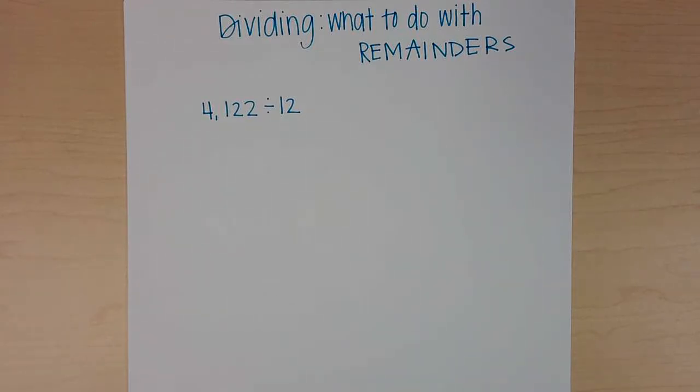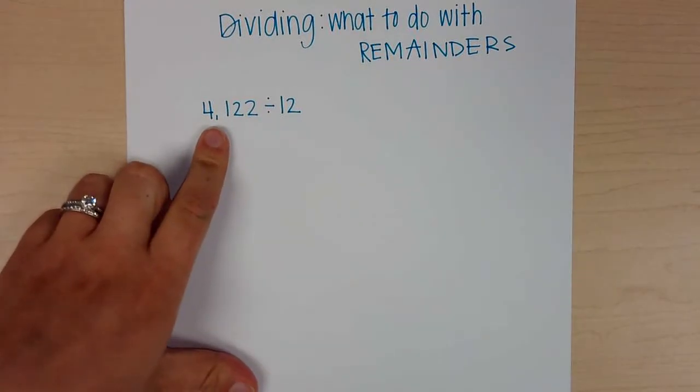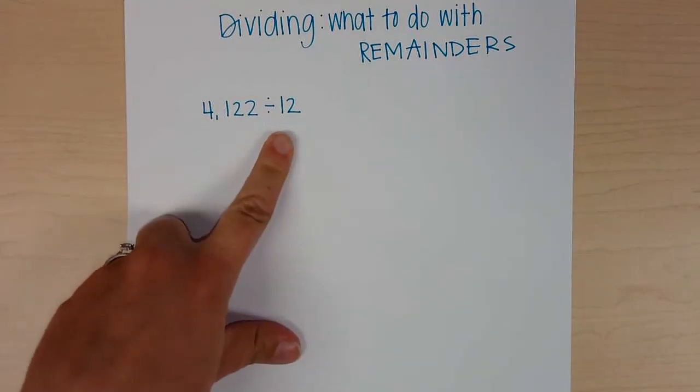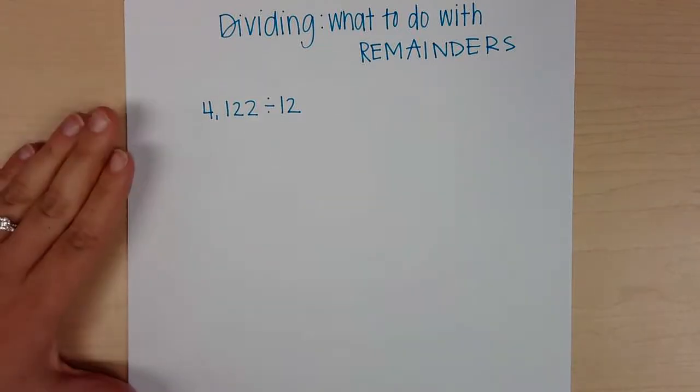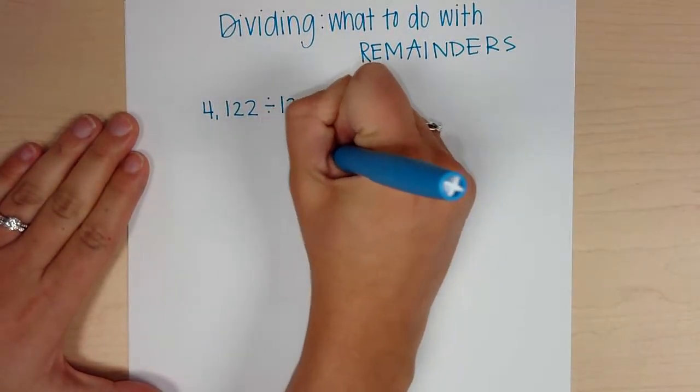Today we are going to work on dividing and what we are to do with remainders. So we're going to use one problem: 4,122 divided by 12, and we're going to look at it several different ways. So let's start. First of all, we just need to do the division, right?